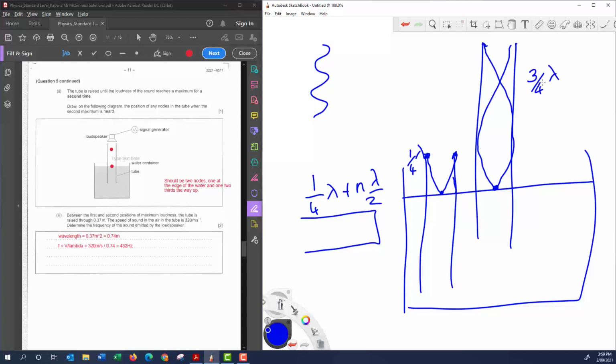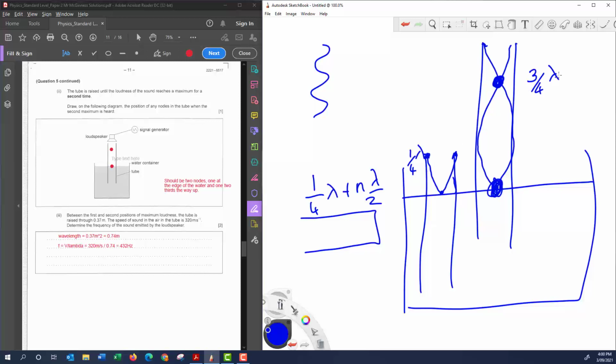In this particular case, they're asking us where the nodes are, so we're meant to draw in those nodes. The first node is here, which is actually 2/3 the way up the pipe, and the other node is just here on the surface of the water. That's where I would draw. I would just put a dot to indicate where those nodes are when the maximum sound is heard.